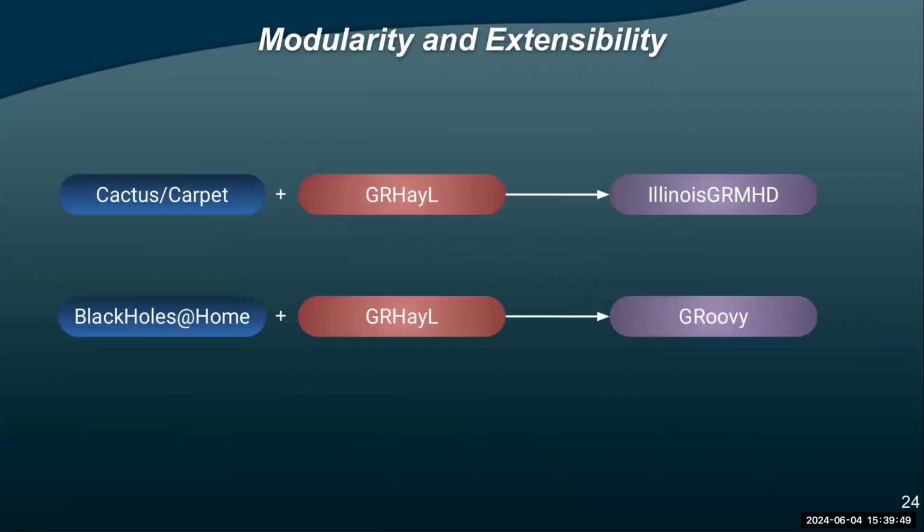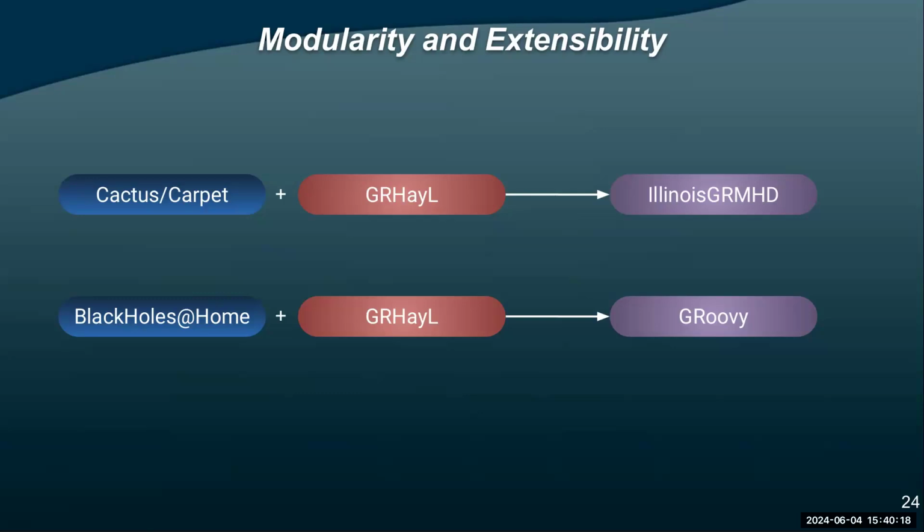So that's in Cactus Carpet with GRHayl. This gives us IllinoisGRMHD. But let's say there's already another code which uses the Black Holes at Home infrastructure and adds GRHayl to it. And we have the Groovy code, which Terrence Pierre-Jacques is the lead developer of. So there are already examples of GRHayl being used in multiple infrastructures.